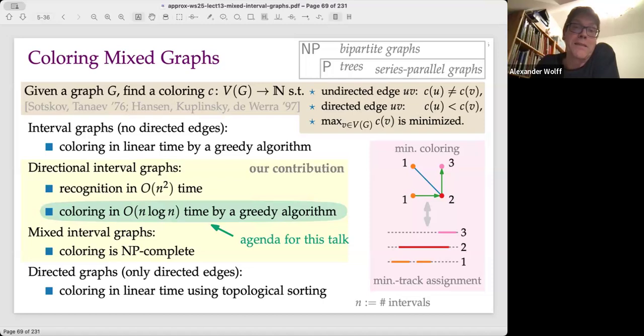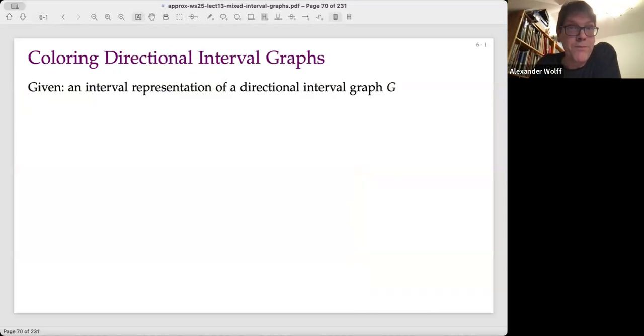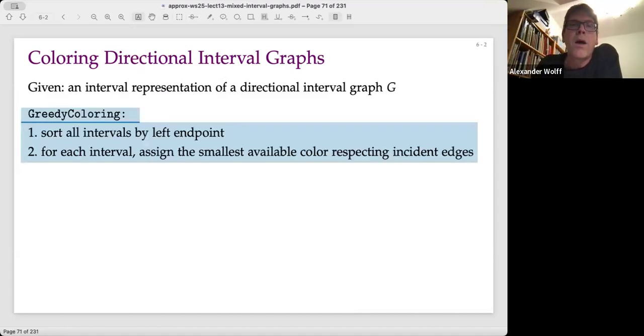And actually, it's the same algorithm that you have already seen. So we assume that we have an interval representation coming with our graph. Remember, we can recognize these graphs, so even if you don't give me the representation, I can compute one. And the greedy coloring algorithm again sorts the intervals by left endpoint. And whenever it comes to an interval, it assigns the smallest available color, while respecting the incident edges and the arcs, of course.